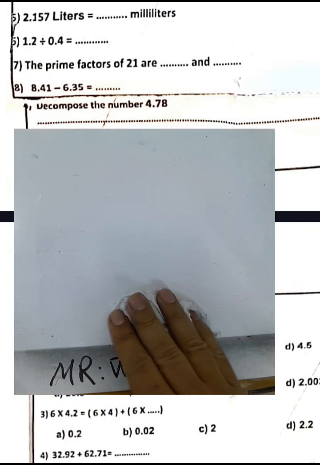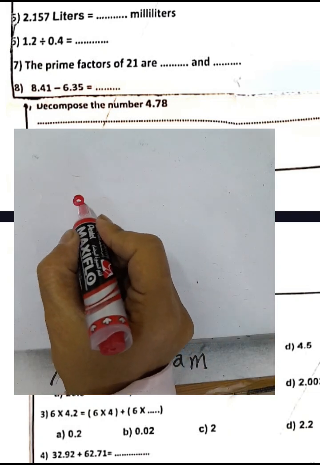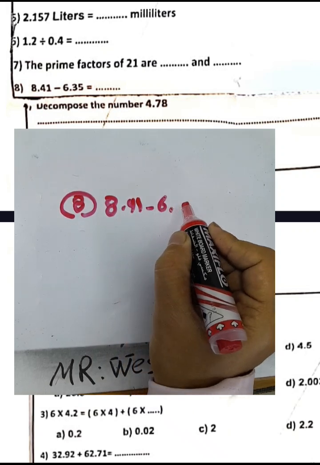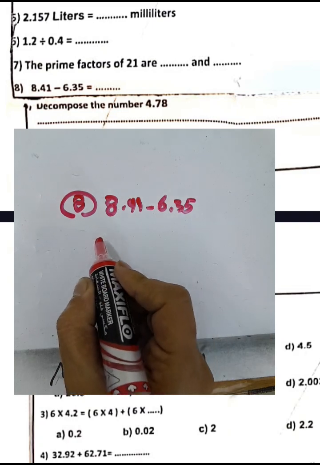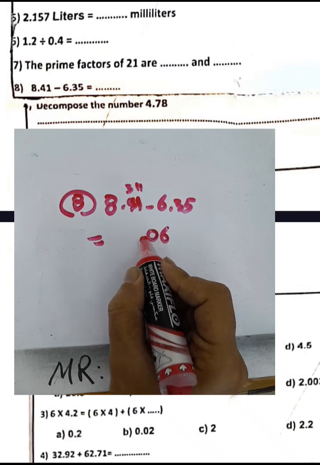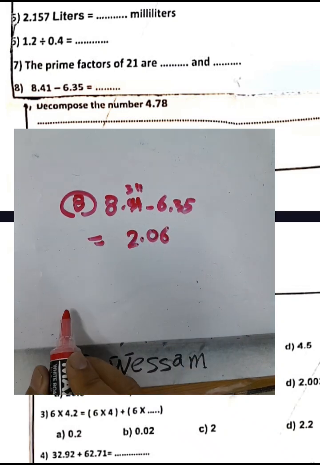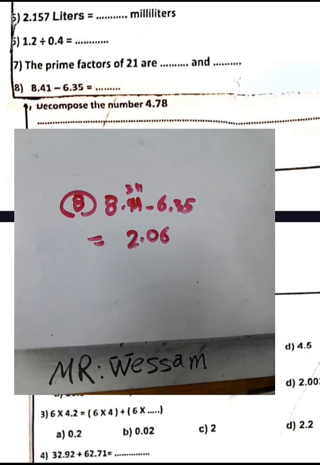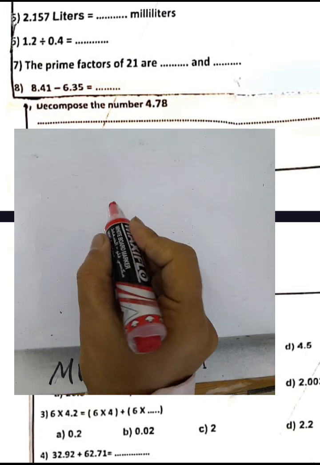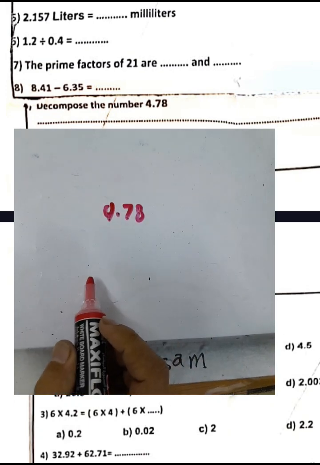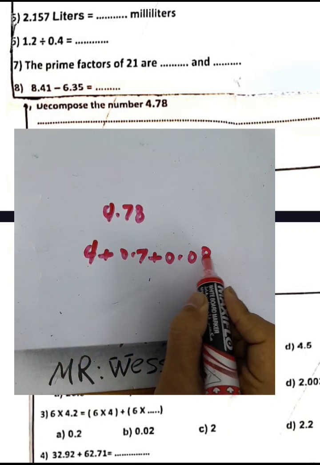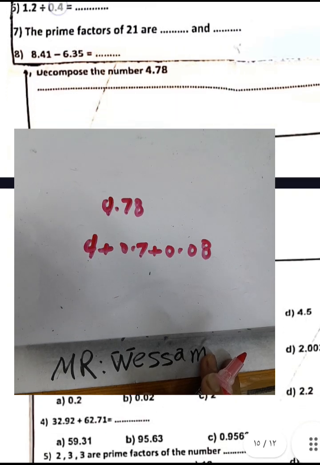Question 8. We have 8.41 subtract 6.35. 1 minus 5 we can't do, so it will be 11 minus 5 is 6. 3 minus 3 is 0. And 8 minus 6 will be 2. The result will be 2.06. Next example. Decompose the number 4.78. We can write 4 plus 0.7 plus 0.08, where 8 lies in the hundredths place. It's decomposed.